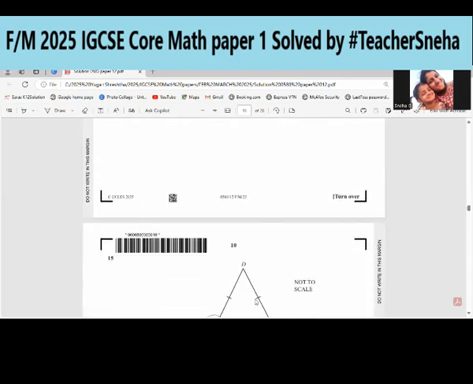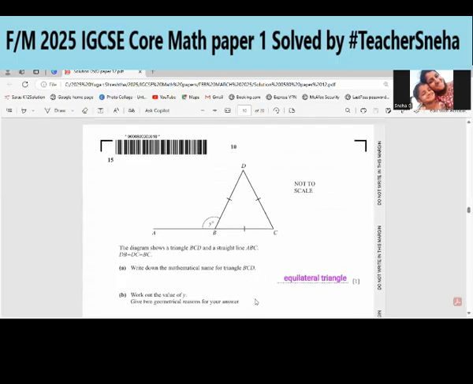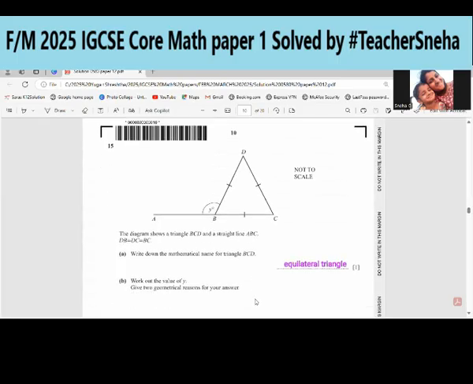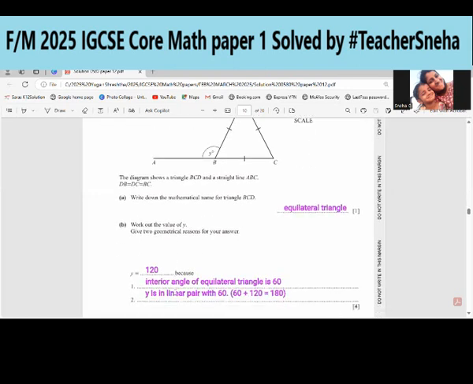Scrolling down further to the next question, question number 15. The diagram shows a triangle BCD and a straight line ABC. And it is given that the 3 sides are equal. Write down the mathematical name where the 3 sides are equal. It is equilateral triangle. Then we have to work out the value of this external angle y, and we have to provide 2 geometrical reasons for the answer. The answer for y is 120.